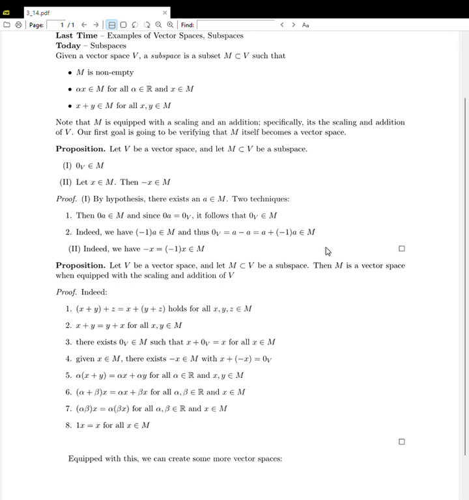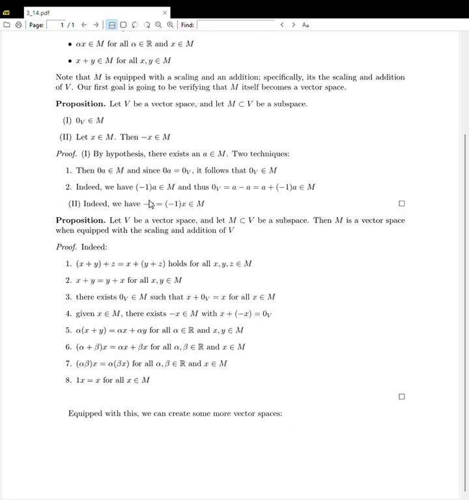Alright, so equipped with this, we can create some more vector spaces, because now I just need to start with a vector space that I already know about, and then just create a subspace. Alright, so let's look at probably the most famous example here of something like that. Right, so we will go ahead and let. Alright, and so the notation I'm going to use for this is the following.